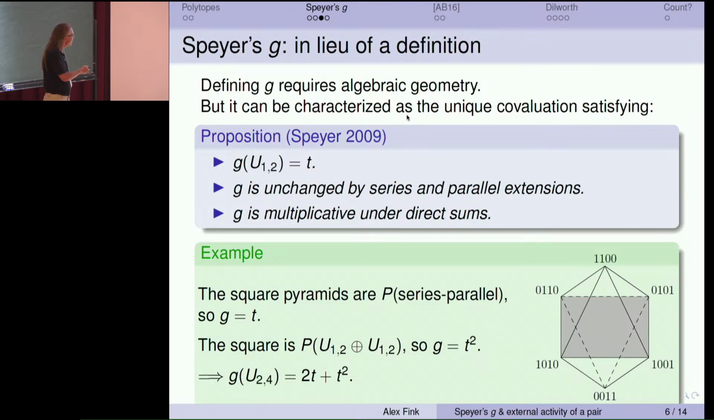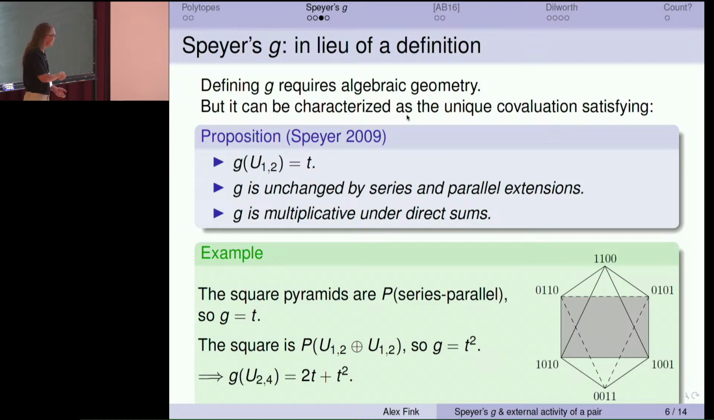It's multiplicative under direct sums, and it is a co-valuation. Maybe that should go in the proposition too. But these four things together mean that when you can cut a matroid up into series parallel pieces, or add things, take things away to relate it to series parallel pieces, then you can use this to evaluate G.